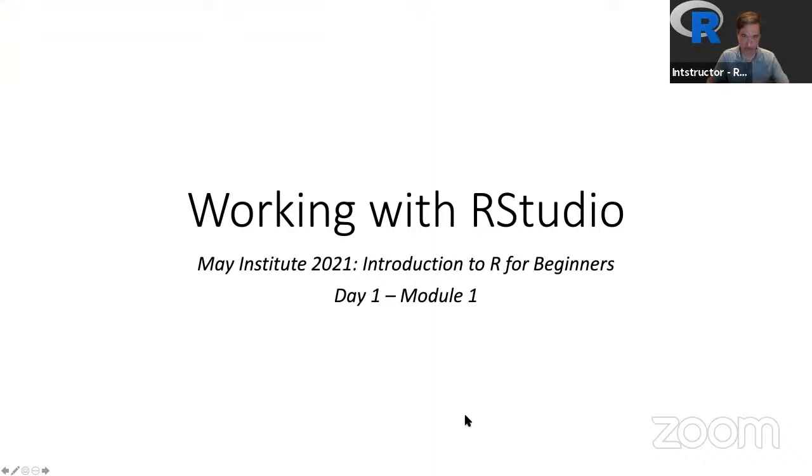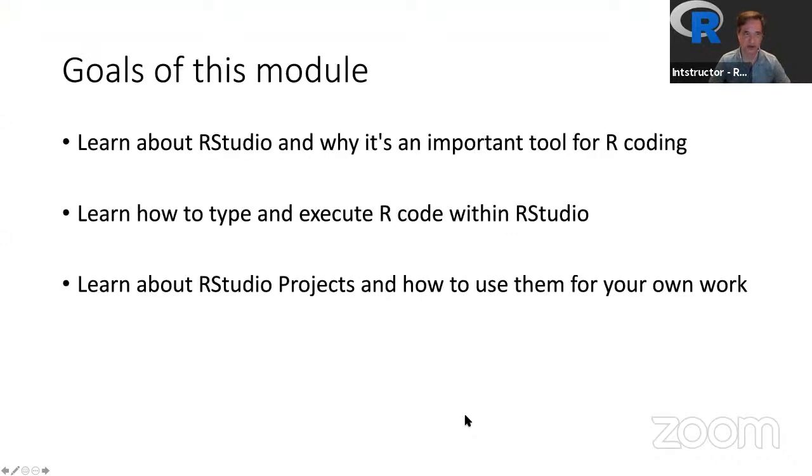So step 1, before we start working with R, we need to be able to type R code. We need to be able to execute R code. And that's what we're going to be using RStudio for. So this is the topic of this particular module. We're going to learn about what RStudio is and why it's important. We're going to learn how to type and execute R code. And then we're also going to learn about this idea of RStudio projects.